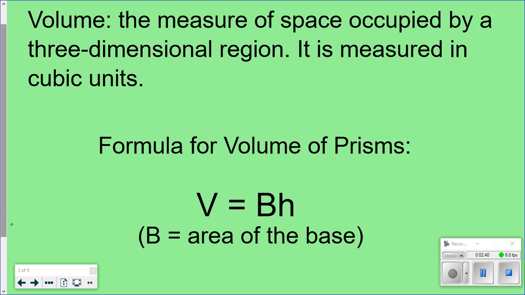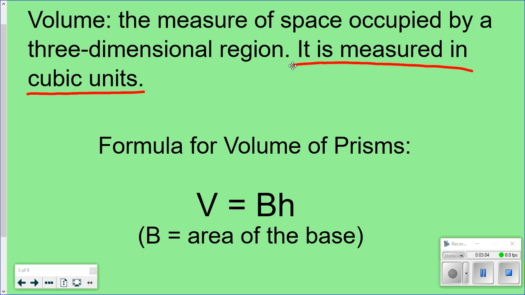Two things I want to touch on in this slide. The first thing is right here: measured in cubic units. We talked about area and square units. We found out how many squares could fit into a space, like an inch squared, and this is about a centimeter. Today we're talking about how many cubes can fit inside something.